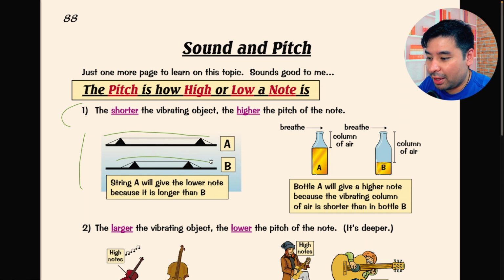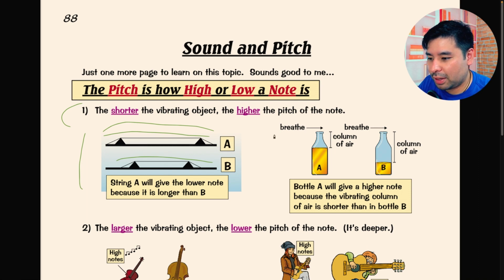But string A will give the lower note because it is longer than B. Again, string A, the guitar line that we touch to produce sound. This is called a string. So string A will give the lower note, a nota mais baixa, não nota de prova, mas a nota musical, aí no caso, because it is longer than B. So that's the explanation, okay?